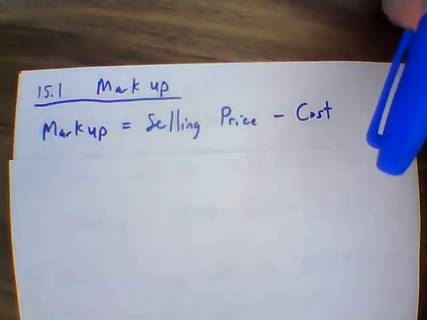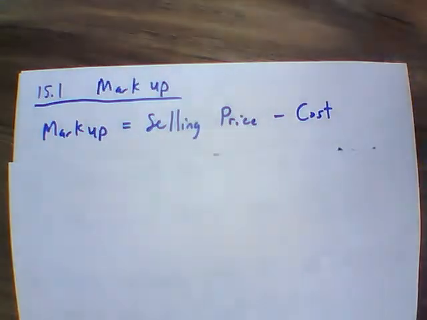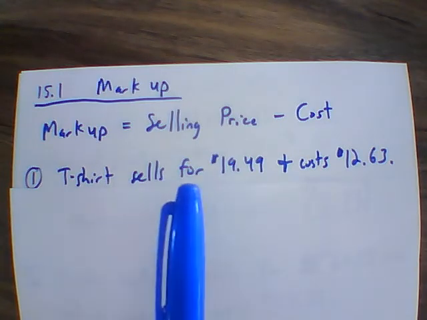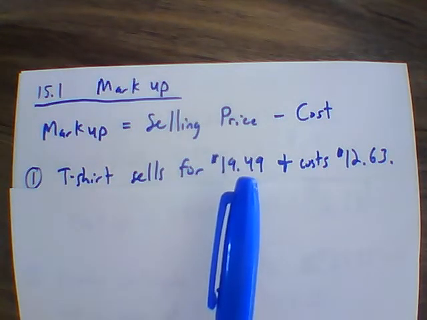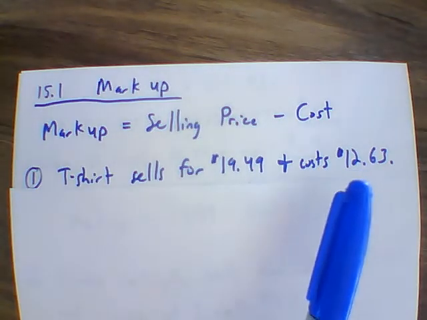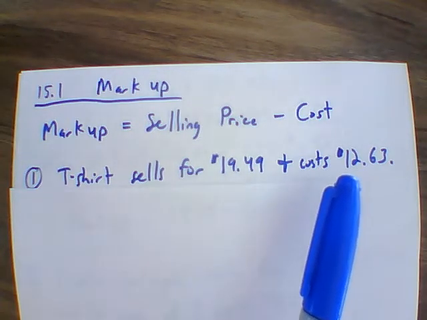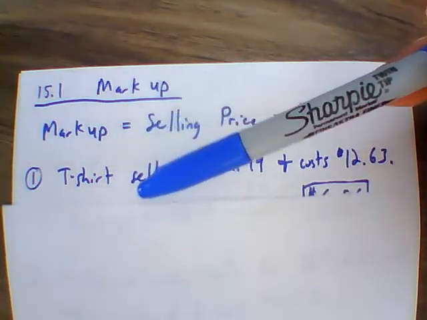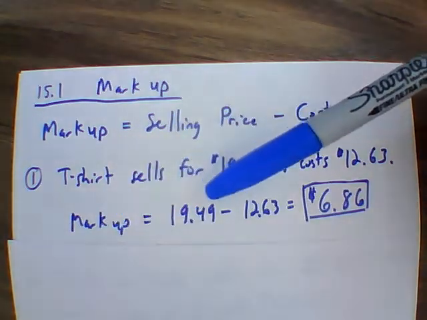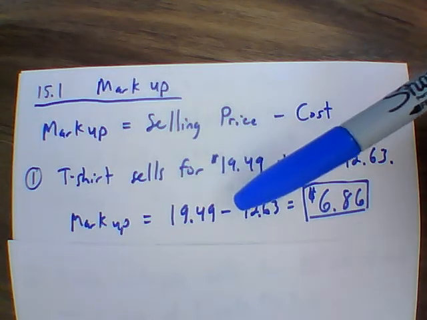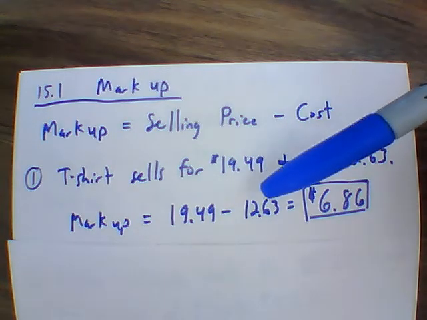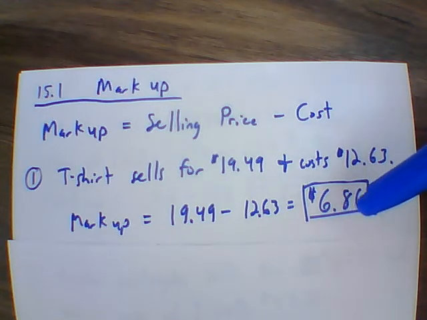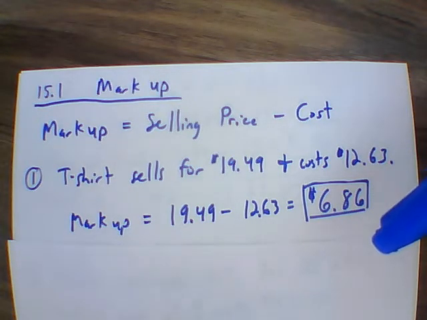Looking at question number one, which talks about t-shirt sales. If a t-shirt sells for $19.49 and it costs $12.63, we want to figure out what the markup is. To find that, we take the selling price, $19.49, and subtract off the $12.63 that it costs, and we see that we have $6.86 for markup.